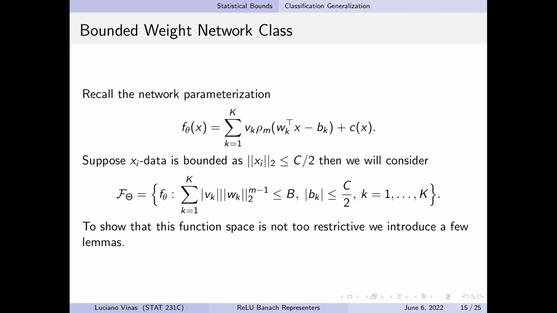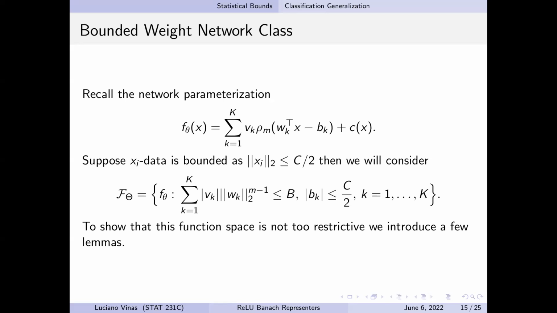And so the kind of function space we're going to be looking at is a bounded weight network class, right? In particular, when the data is bounded, and that's going to be one of our assumptions later, we're going to consider a function space such that the product of the weights is bounded, and the bias shift there is bounded as well. And so this might seem very restrictive off the outset.